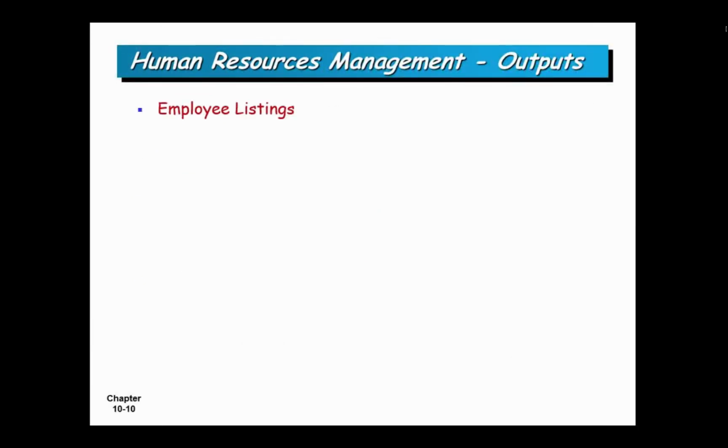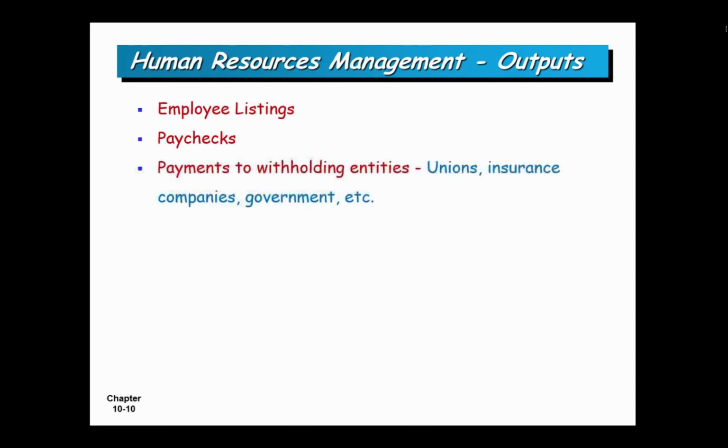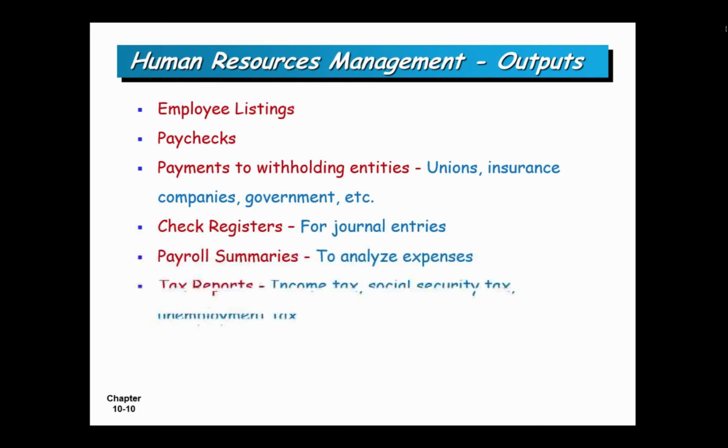Some of the outputs: a listing of employees. Your paycheck is an output, or your wire transfer in the modern world. The actual payments. You're not the only one who gets paid every time you get paid. Other people get paid: the government, the union, the insurance companies, etc. Registers of all the checks, journal entries essentially. Summaries, reports for tax purposes, and information for your financial statements. That's all part of the HR function.